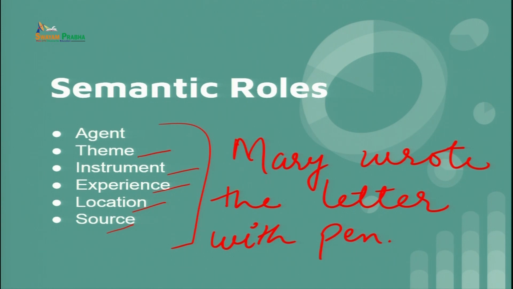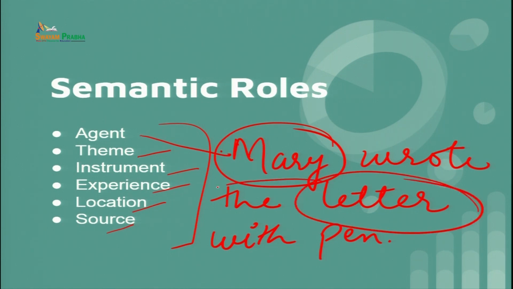What do you think is the agent here? Basically, the agent is Mary. Why? Because Mary is the entity that performs the action. Therefore, Mary is referred to as an agent. Now, the second point to mention here is theme. What do you think is the theme of the entire sentence? I would say the letter. Why? Because it is the entity that is involved in or affected by the action. So, here the theme becomes the letter.